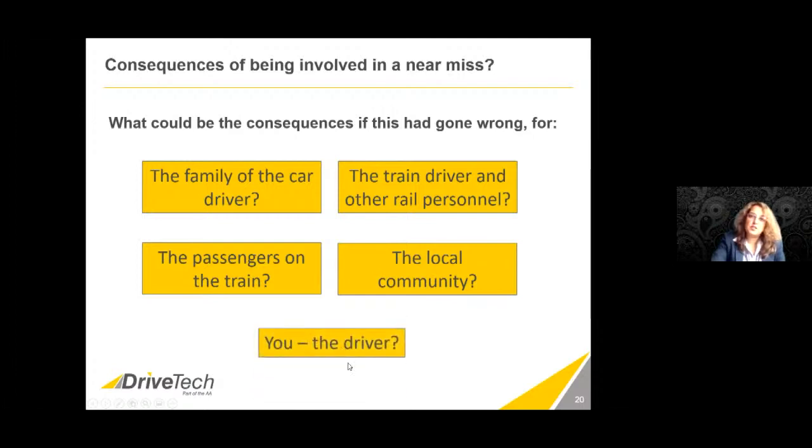And then we talk about you, the driver, causing all this mayhem. How would it make you feel? Because in our heads, we think we're a good driver. This isn't going to happen to me.